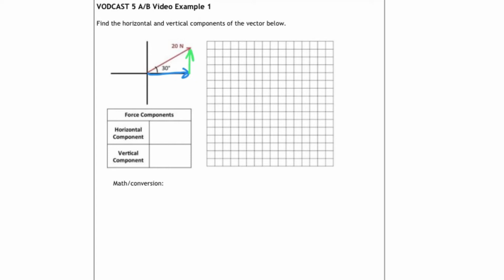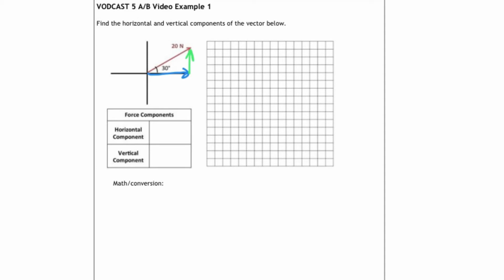You can always check to make sure that you've done it correctly. My original vector went to the right and up, so I know that some part should be to the right and some part should be up. Now that I have my components drawn, you can see we have a right triangle. The resultant vector I was given is the hypotenuse, and you know that the angle is 30 degrees.